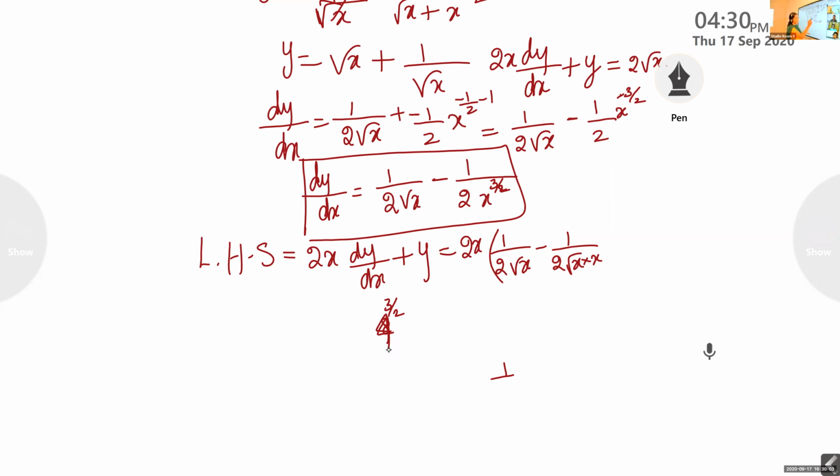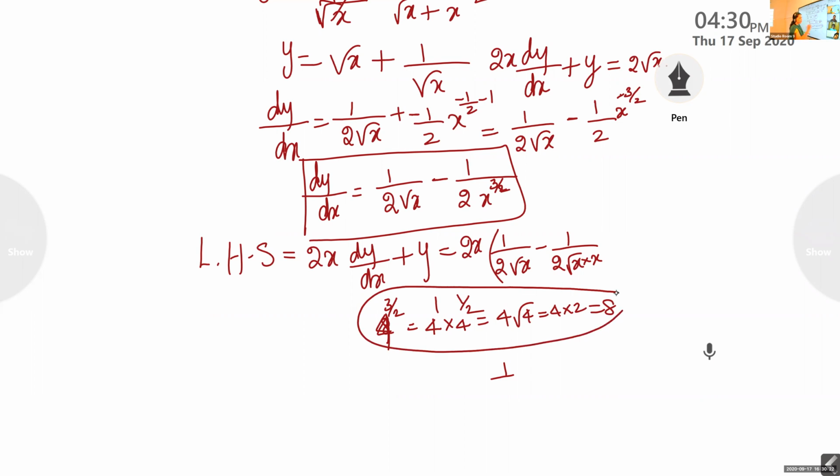Okay, same property we are using here. Power is 3 by 2, which means 1.5. So you can split this as 4 raised to 1 into 4 raised to half. That is 4 into root 4, which is 4 into 2, which is 8. Likewise here, x raised to 3 by 2 means we can write this as x into root x, plus y. Okay, sorry, not minus, it is plus y.